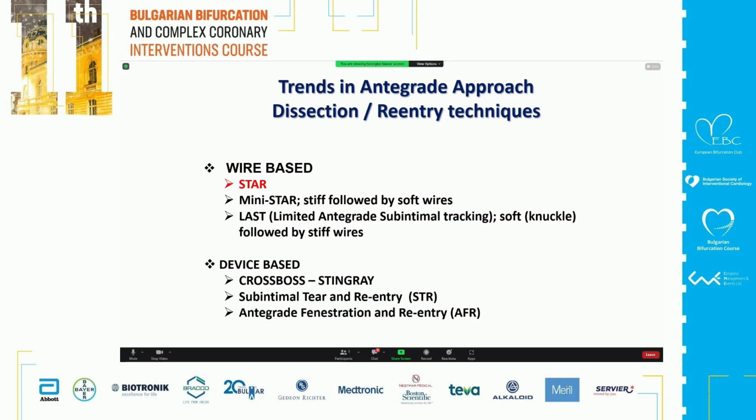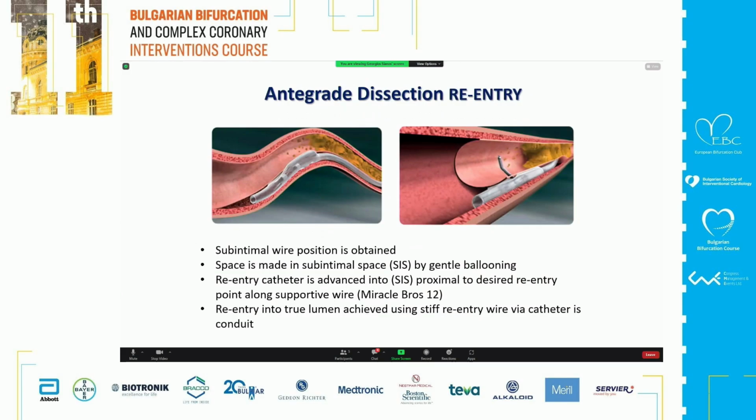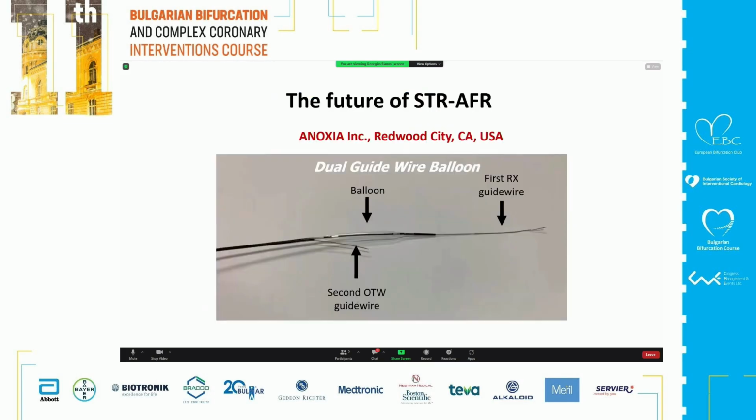And you have the most, which is a nice concept, the AFR or STR, the antegrade fenestration re-entry techniques. This is the concept of the device-based re-entry. Mostly this is what I call limited antegrade subintimal tracking, device based, where you cross these long occlusions with knuckle wires, and then you use this balloon that is like a leaf, orientated in itself during inflation, and then you make the re-entry with a stiff wire puncture, and then you take this pathway with a softer wire.